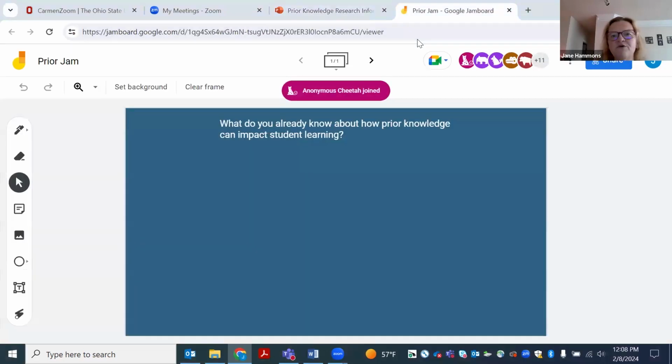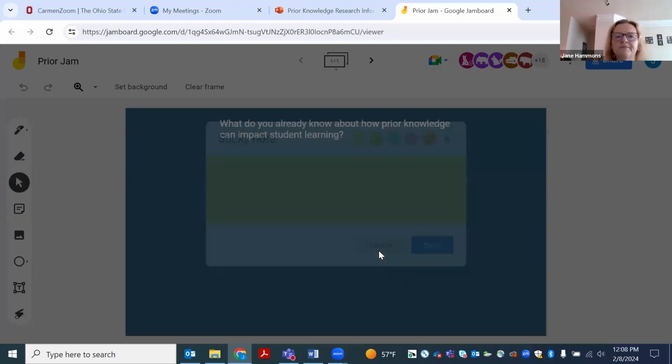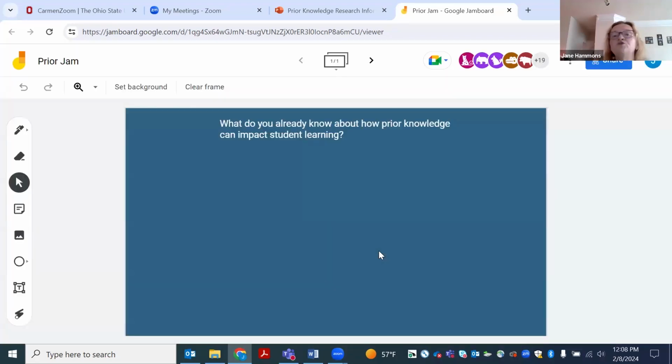All right. If you haven't used the Jamboard before, the easiest way to post a response is to go over here on the left-hand side. You'll see an option to add a sticky note. You can click that option, type your response into that sticky note, and go ahead and click save, and that will post it to the Jamboard. So our question is, what do you already know about how prior knowledge can impact student learning? I'll give folks a chance to share responses if you feel comfortable sharing them here on the Jamboard.